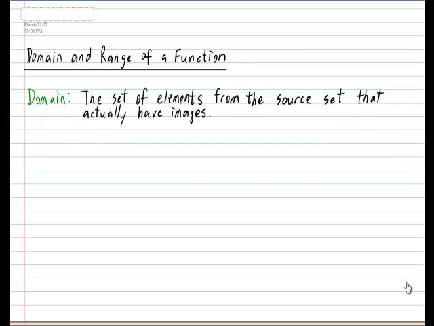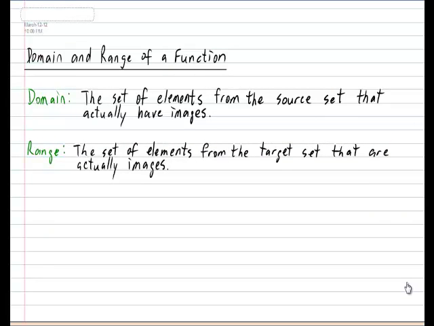Let's start with a domain. It is the set of all elements from the source set that actually have images. So it may not represent all the objects in the source set. It's only the elements that have a corresponding image. The range has a very similar definition, except for one big difference. The range is very similar to the domain, except that it refers to the elements from the target set that are actually acting as images.